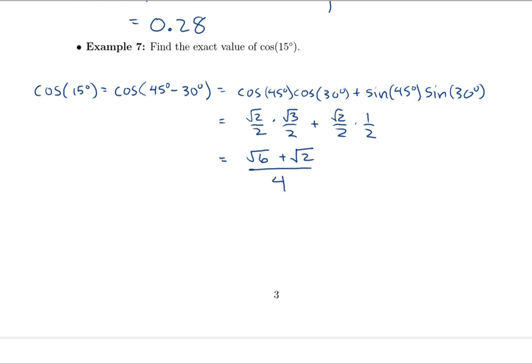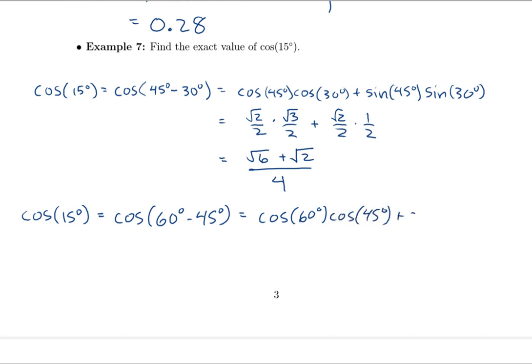Okay. Now there wasn't anything special about 45 degrees and 30 degrees other than the fact that they subtract to make 15. So, you know, if you wanted to here, you could also say something like this, right? Cosine of 15. Well, that could also be the cosine of 60 degrees minus 45 degrees. And you have different numbers involved, but cosine of 60 degrees, cosine of 45 degrees plus the sine of 60 and the sine of 45.